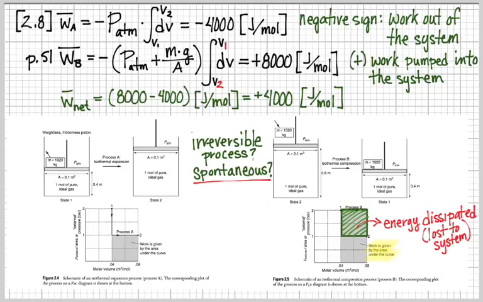Those two processes, well, the first process is irreversible, right? We have an irreversible expansion. And I put the weight back on, and I put energy back into the system. Two irreversible processes. One is spontaneous, the other is compensated by the mass added into the system. What you end up with over on the lower right is an amount of energy dissipated or lost to the system. So 4,000 joules per mole are lost to the system, and 4,000 is given by the area under the curve.